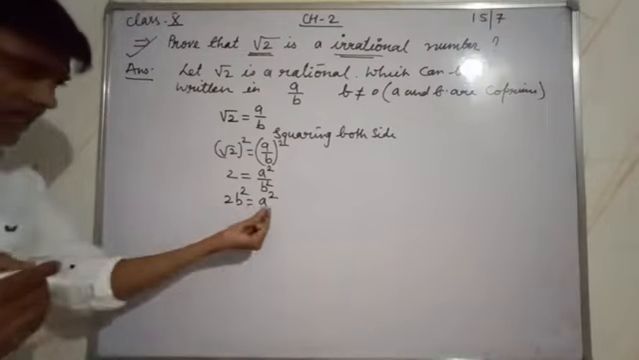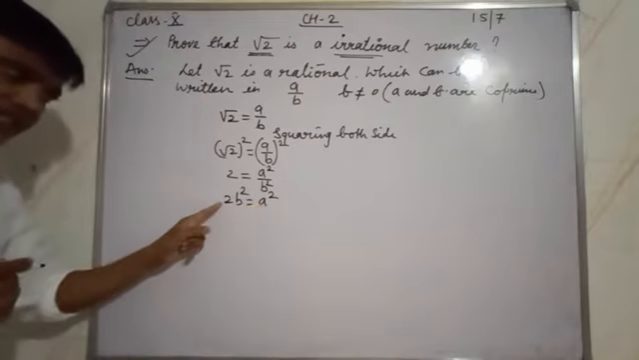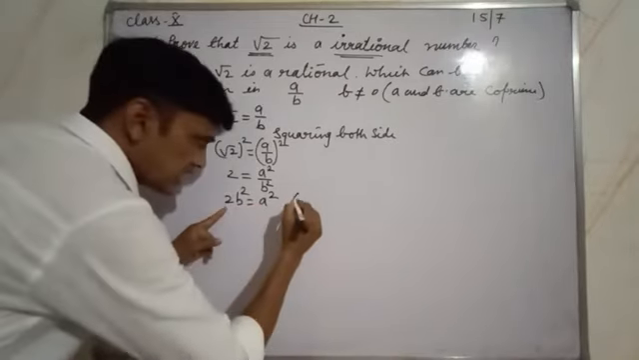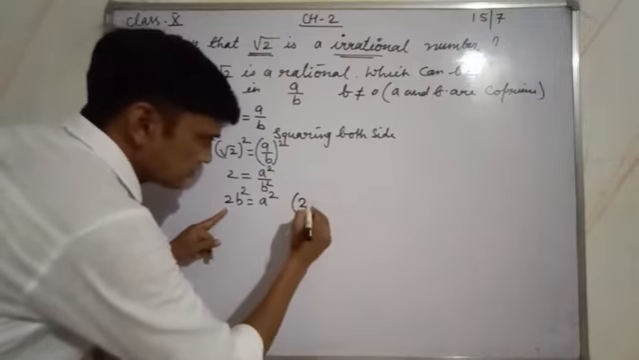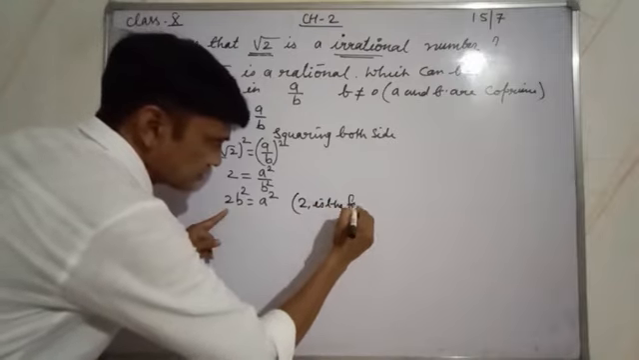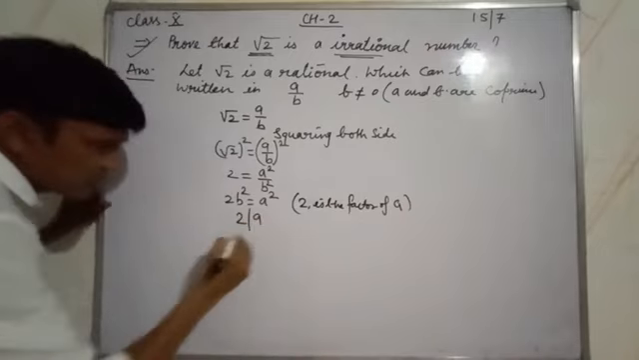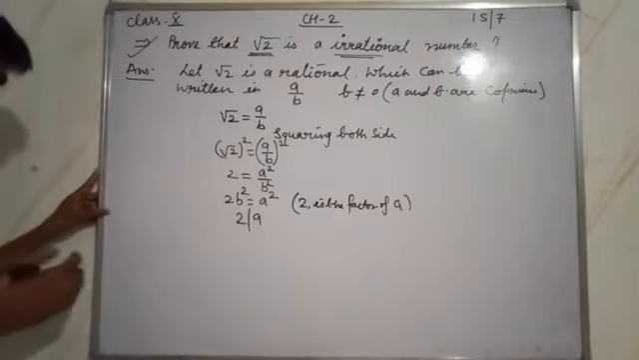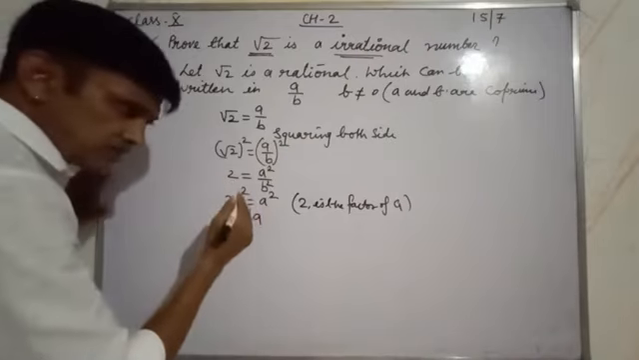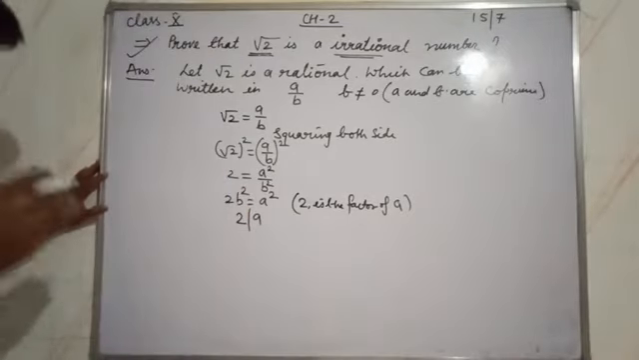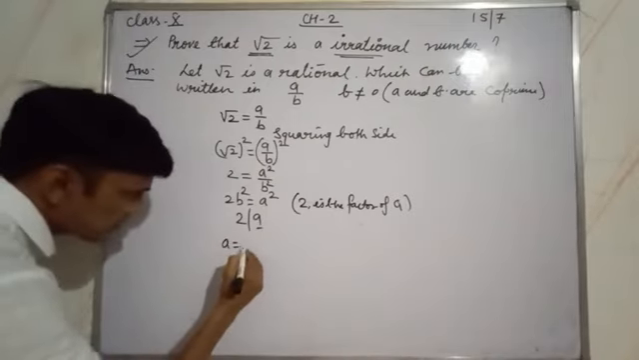See here, 2b squared is equal to a squared, so a squared is divisible by 2, which means a is divisible by 2. 2 is a factor of a. Let me assume again a is equal to 2c. One more time, assume a is equal to 2c.